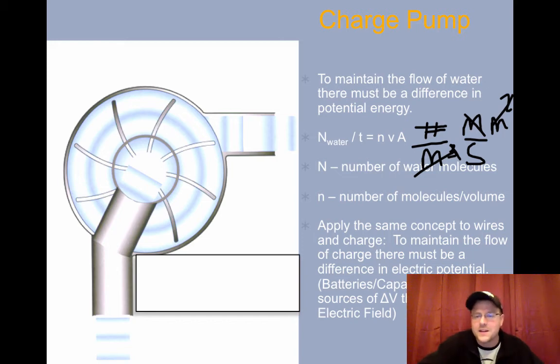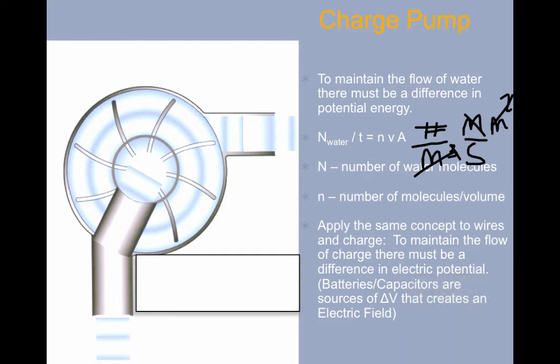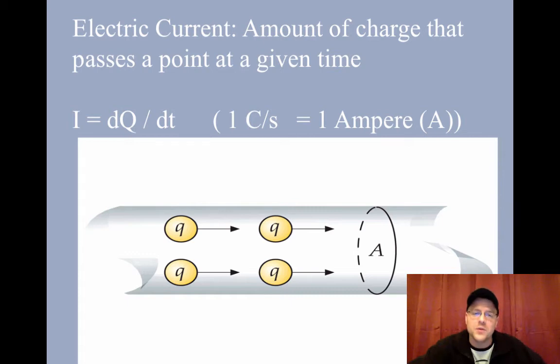So if we apply the same concept to charges and wires, to maintain the flow of charges, there must be a difference in electric potential, which means if there's an electric potential created by the battery or a capacitor, there must be an electric field. So when we get charges to finally move, we call this electric current. Just like water flows in a pipe and we say there might be a flow or a current running through there or through a river, we have electric flow, which we call the current. It's the amount of charges that pass through a given point at any moment in time.